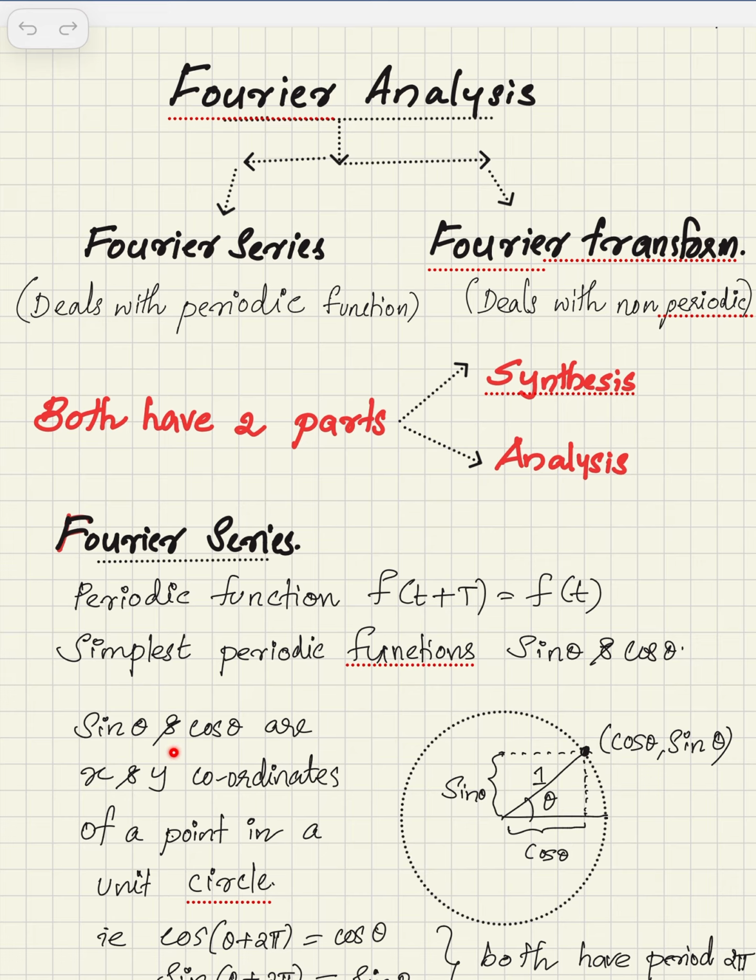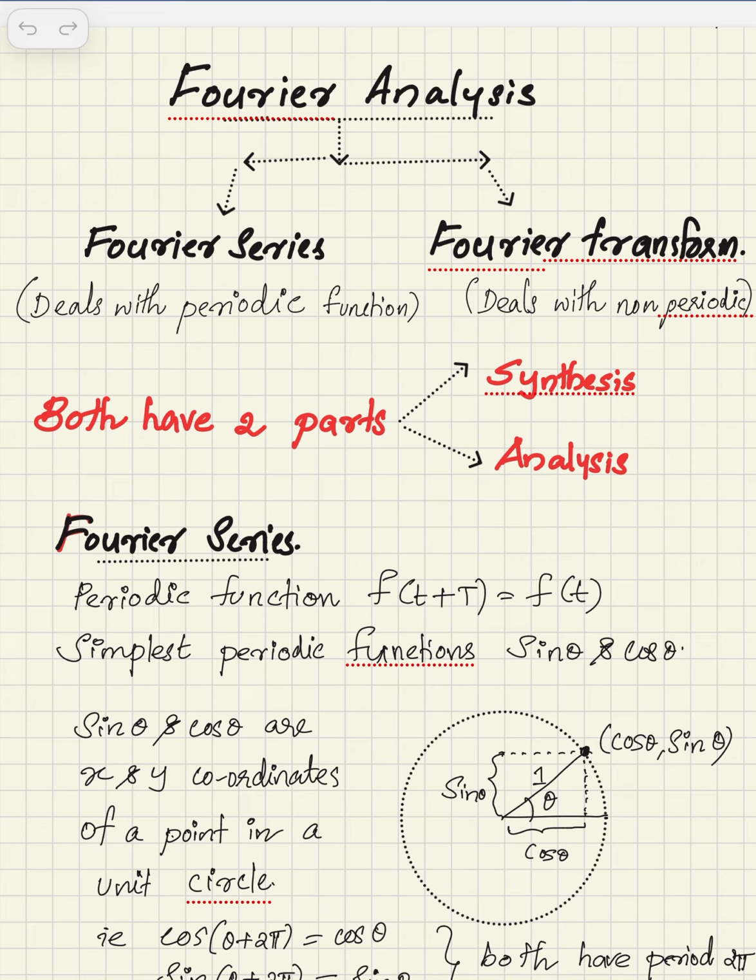I can define sin theta and cos theta as the x and y coordinates of a point on a unit circle. Consider a unit circle, radius is 1, and the angle between the positive x-axis and the radius vector is theta. Then cos theta is this length, which is nothing but the x coordinate if you are considering it as a graph. And this is sin theta, which is the y coordinate.